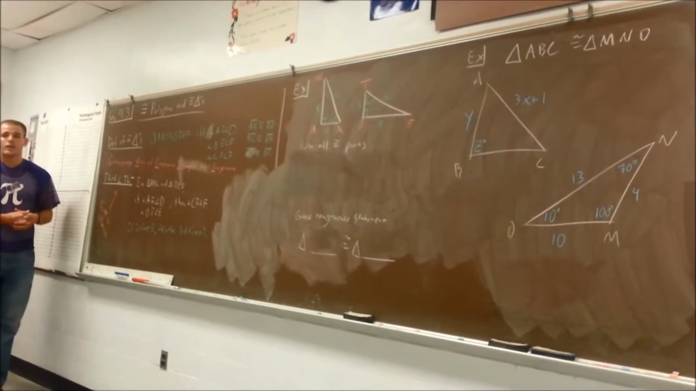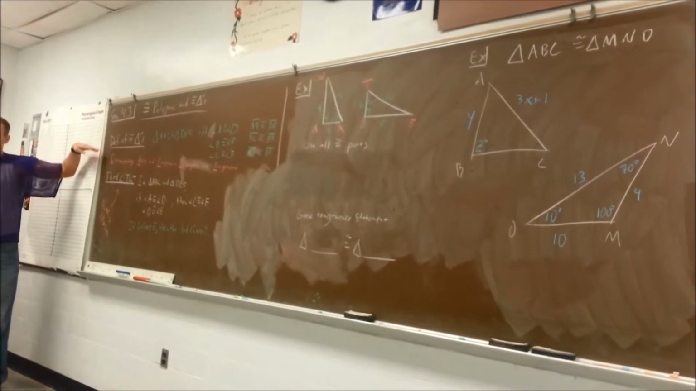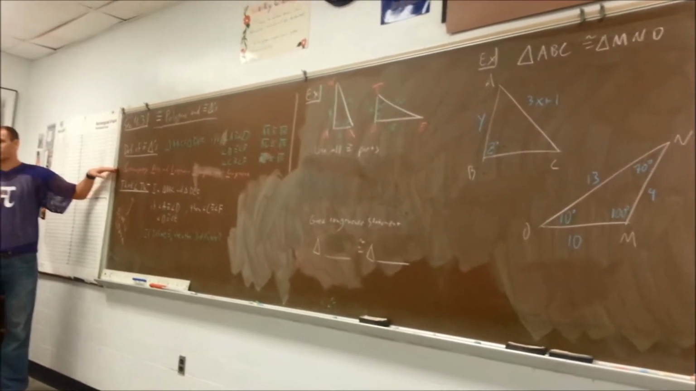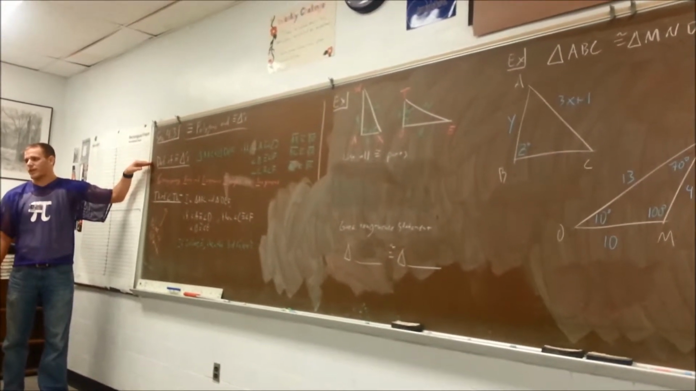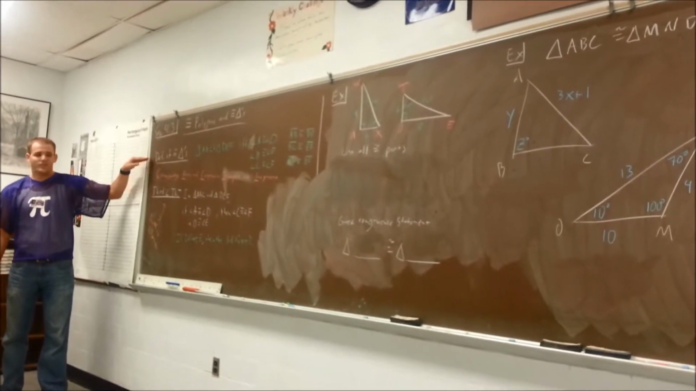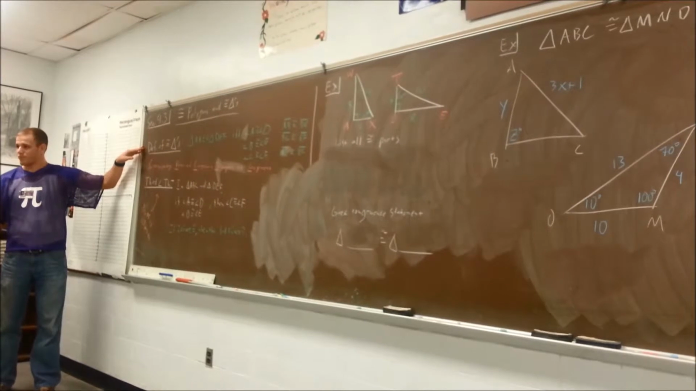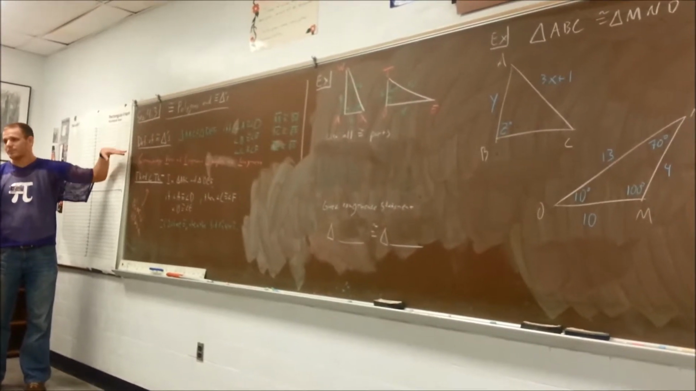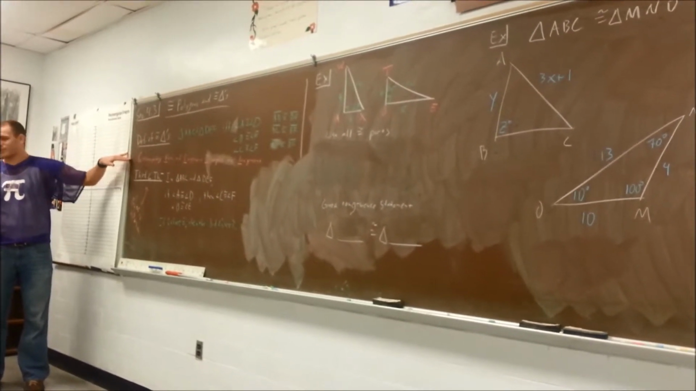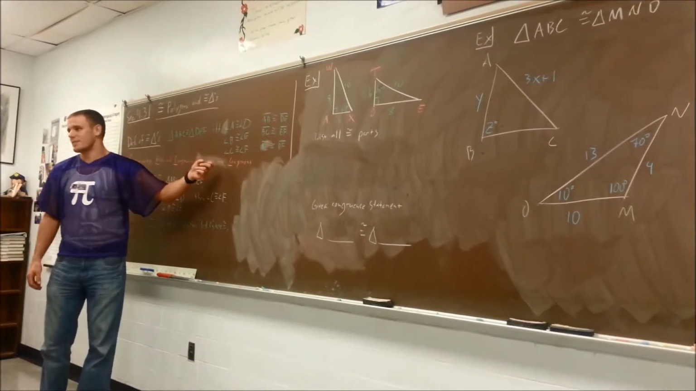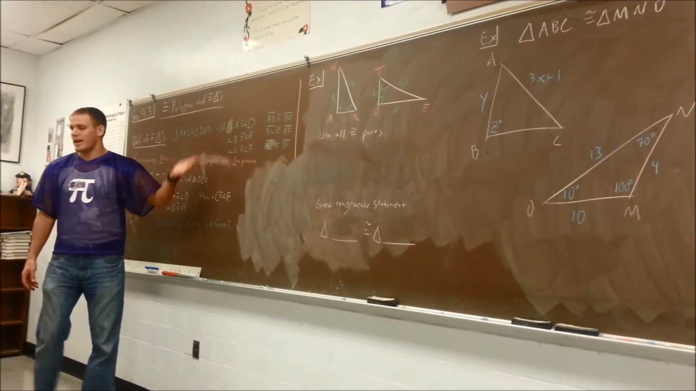Okay? The book likes to call it corresponding parts of congruent triangles are congruent. I call it definition of congruent triangles. Okay, if you see this in the book, this is what they mean. I'll use both of them. This is what it really is, but they like to abbreviate it CPCTC.